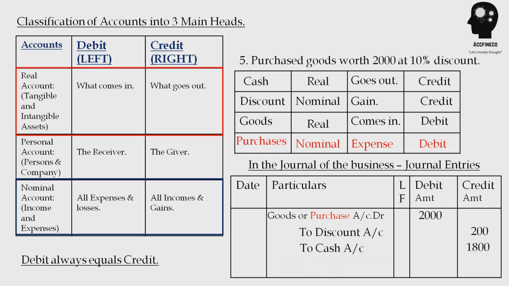Now let's present this in our journal. To the extreme left, we write the debit and shift a little to the right to write both the credits. Special focus on the amounts again. Discount 200, cash 1800 and purchases or goods worth 2000. And finally, we write the narration.